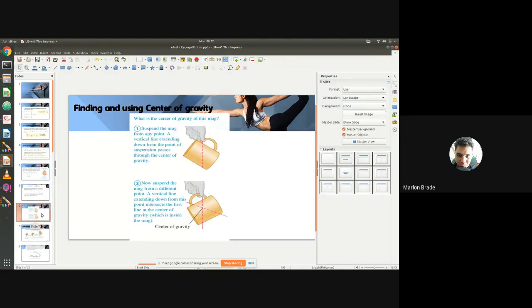Okay, so let's look at finding and using center of gravity. So, for instance, suspend the mug from any point. Siguro ang mug nako gibitay nako nylon something. Suspend the mug from point A. Ambot asa gibitay pero somewhere diri, siguro sa hawiranan niya. So, a vertical line extending down from the point of suspension passes through the center of gravity.